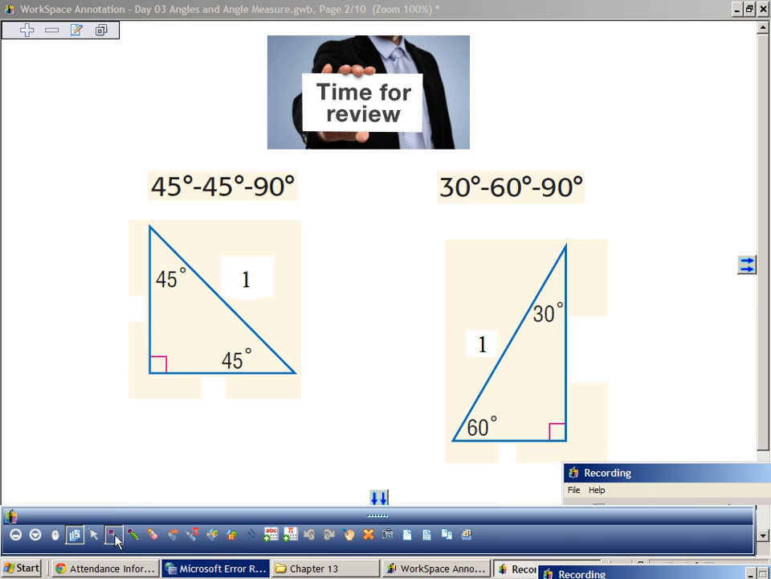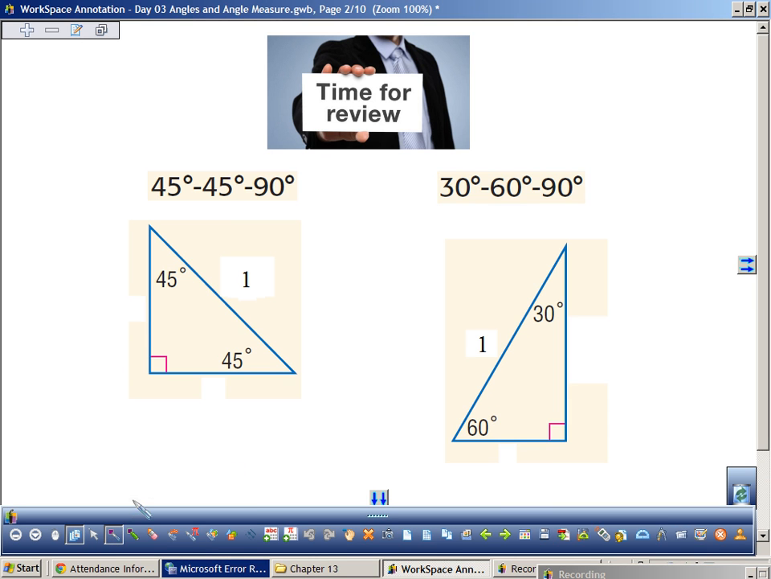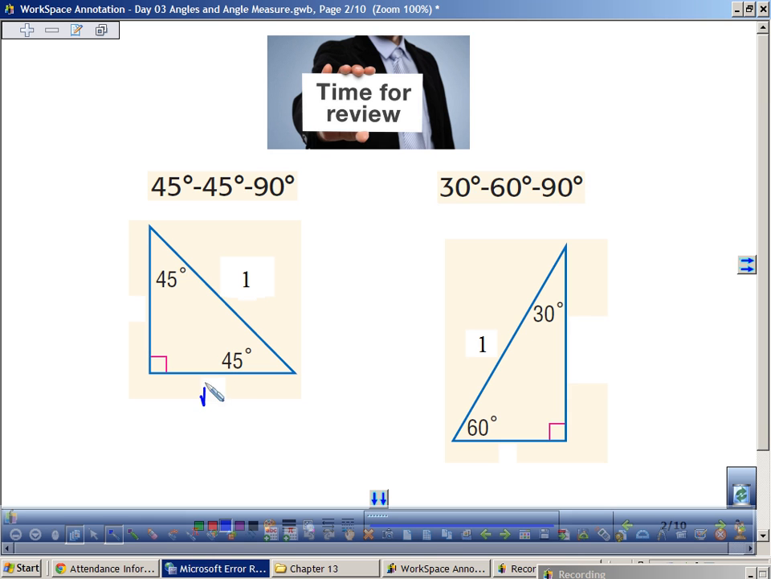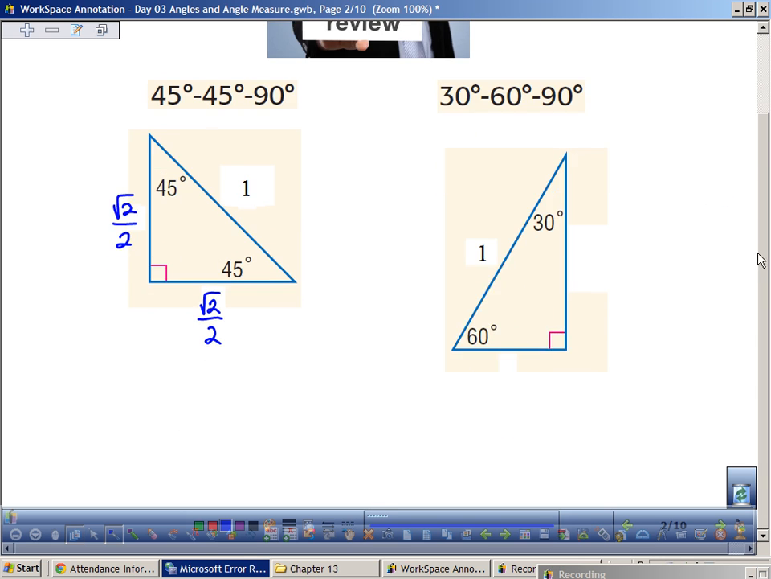Okay, so let's do a little bit of review. When we're talking special triangles, do you guys remember what this is? Root 2 over 2 and root 2 over 2. Hey, check this out. Let's see how we derived this before.